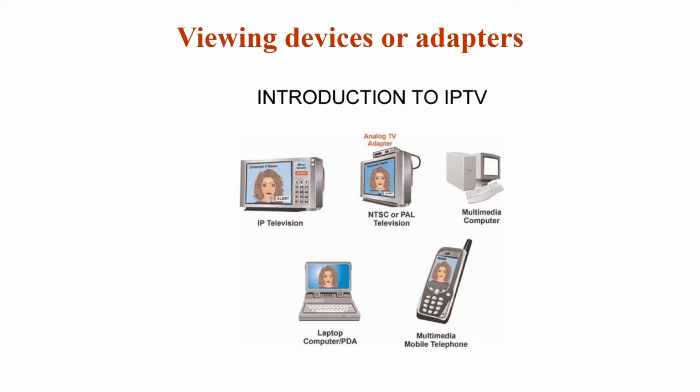So, viewing devices or adapters. Either dedicated Internet Protocol televisions will be there, or normal televisions can be connected with analog television adapters, which convert the IP contents into normal contents that can be viewed on the normal television. With multimedia computers, you can directly watch Internet Protocol television. Then laptop computers or personal digital assistants, and multimedia mobile telephones. So these are the viewing devices or adapters.